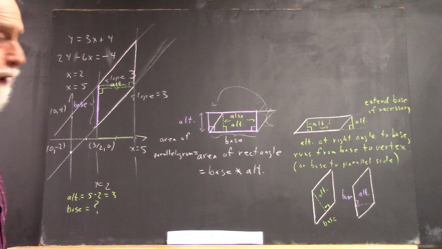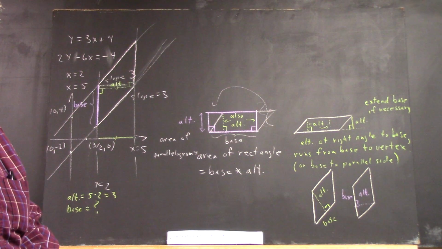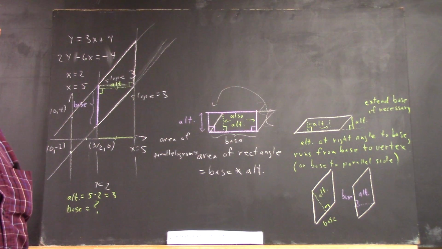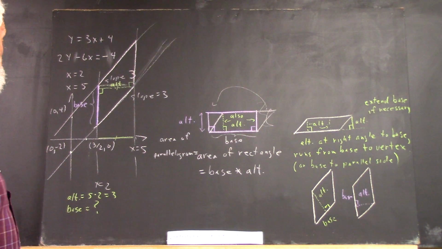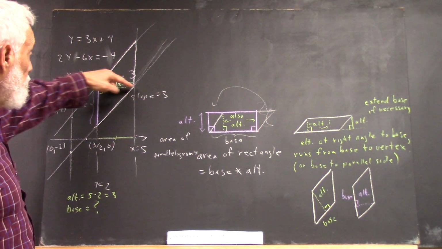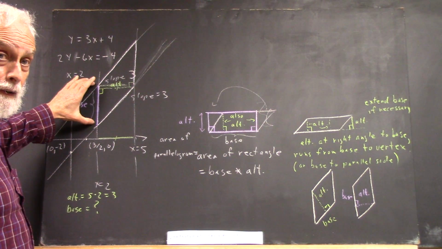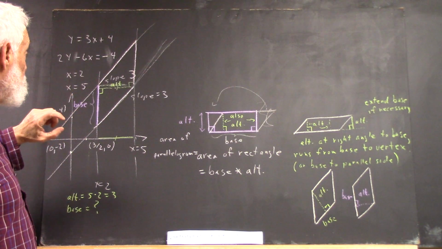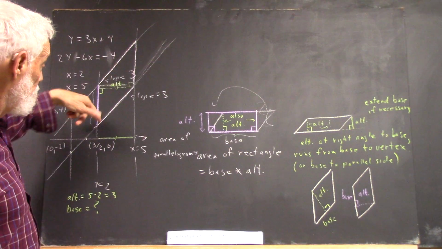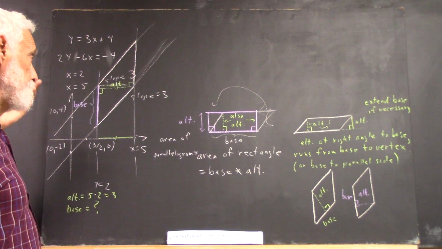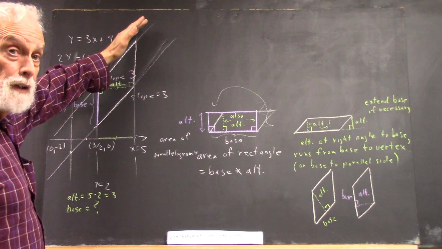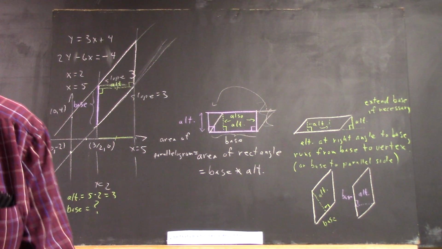We don't have a direct way to find the base. So how are we going to find the base? You said 5 minus 2? The altitude? Now 5 minus 2 is going to be your altitude. Your base goes from here to here, which means your base goes from one of these lines, along one of these lines, from this line here to this line here. How are we going to calculate that?